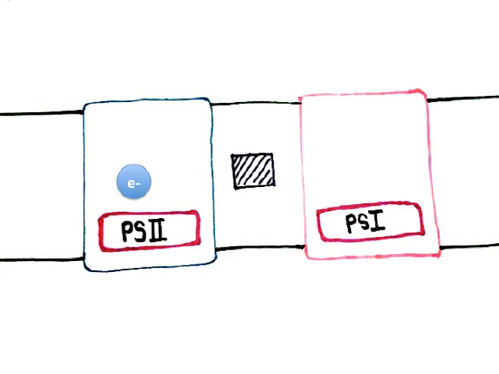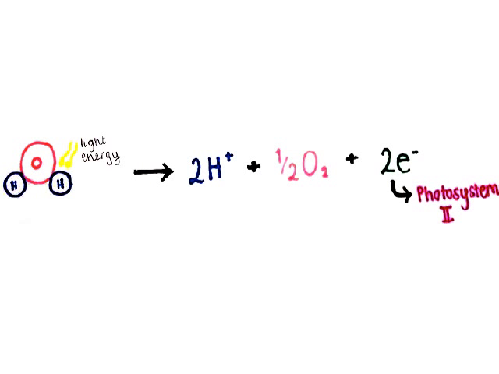Electrons from photosystem 2 that have moved to photosystem 1 need to be replaced. This is done by photolysis of water. Light energy splitting water into protons, electrons, and oxygen.